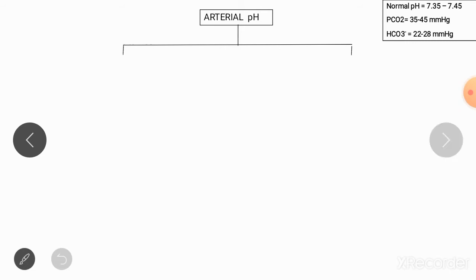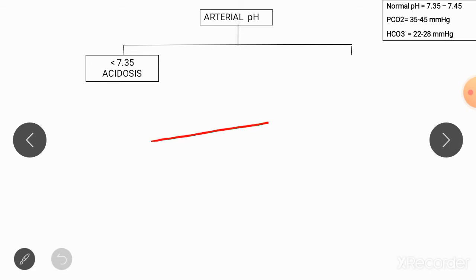So let us begin. First of all, when a scenario is given to you, please look at the pH. There is going to be given a value of pH, and immediately when you look at the pH, you are going to understand what kind of a disorder this is, and that is when half of your work is done. Suppose the pH which is given to you is less than 7.35, you're immediately going to understand, oh, this person is suffering from acidosis.